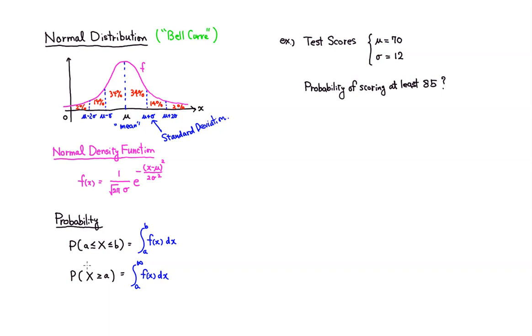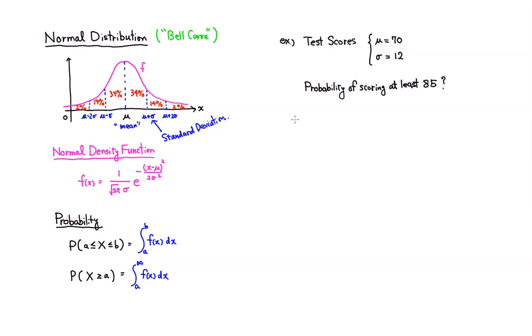So let's look at a simple example, like test scores. Say you have midterm test scores, and let's say the average came out to be 70, so it was a tough exam. And the standard deviation came out to be 12. If you randomly pick a student out of the class, what's the probability of this person scoring at least 85? Let's find the probability.